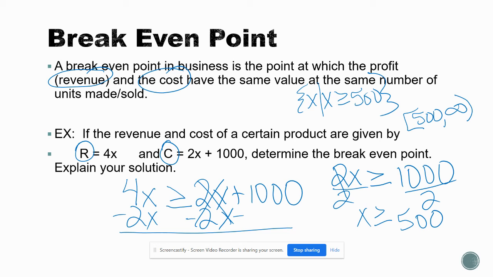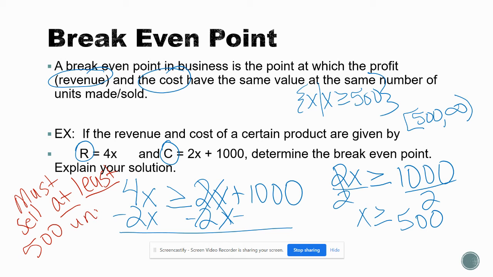So how would we answer this question? Well, we would say this company must sell at least 500 units of product to break even.